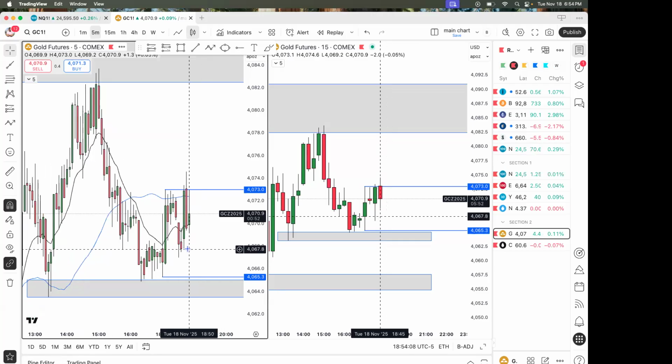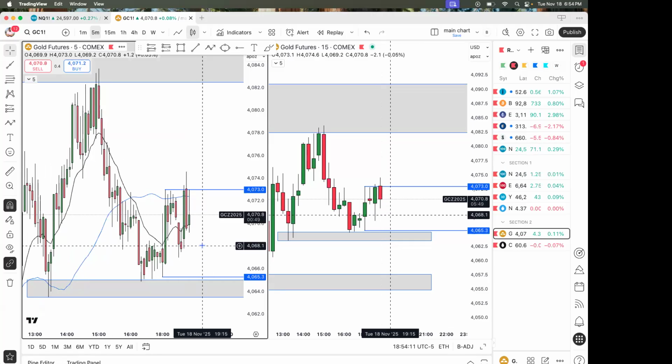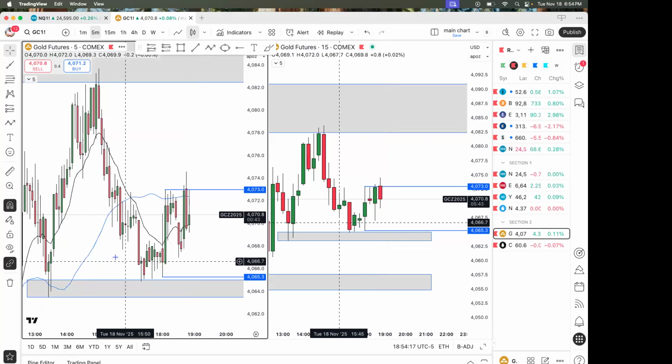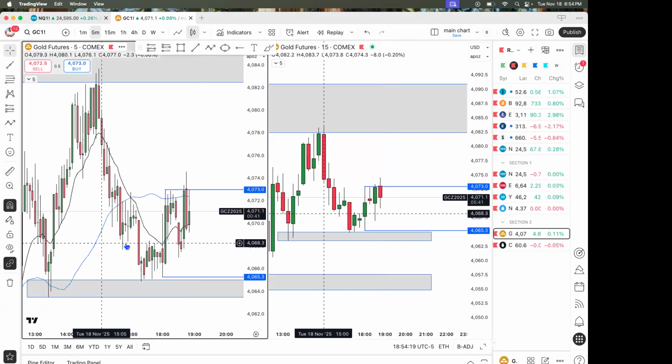Now, like I said, it's not 100%. It's close, but it's not a 100% strategy. But it is really close. Your win rate will really shoot up.